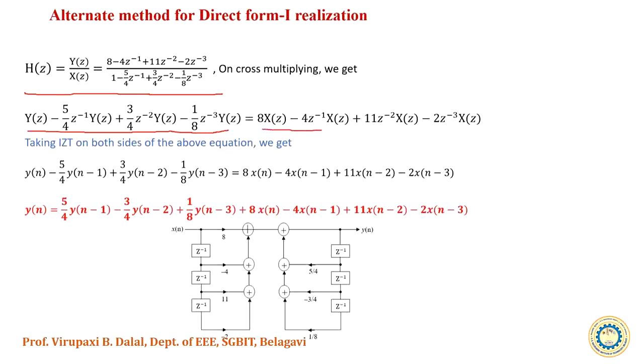Minus 4 z inverse x of z plus 11 z raised to minus 2 x of z minus 2 z raised to minus 3 x of z. Taking inverse z transform on both sides, we'll get y of n minus 5 by 4 y of n minus 1 plus 3 by 4 y of n minus 2 minus 1 by 8 y of n minus 3. And on the right hand side, we'll get 8 x of n, which is the inverse z transform of x of z. Inverse z transform of z inverse x of z is x of n minus 1, that is minus 4 x of n minus 1. Similarly, plus 11 x of n minus 2 minus 2 x of n minus 3. So write the equation such that y of n is on the left hand side. Y of n is equal to this entire expression.